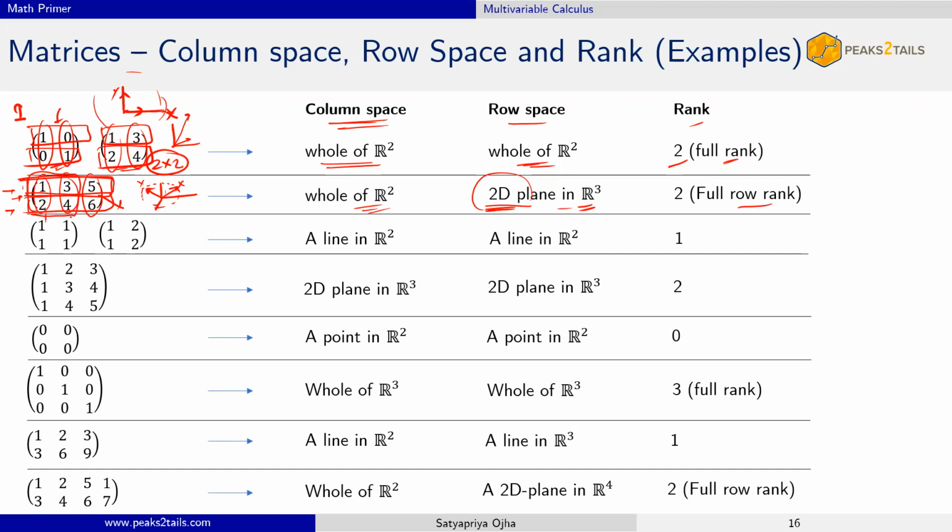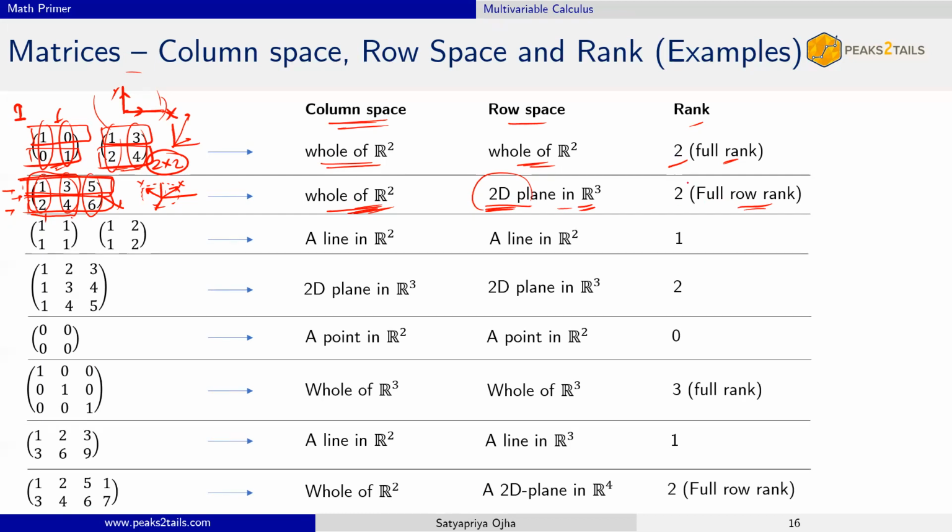But with three columns, ideally, you should be describing a 3D space, an R cube, but you're not doing that. You're only describing R square. So it is not full rank from a column perspective because you have three columns, but there are only two linearly independent vectors. But you have two rows and both rows are independent. So it is full row rank, but not full column rank. Okay.